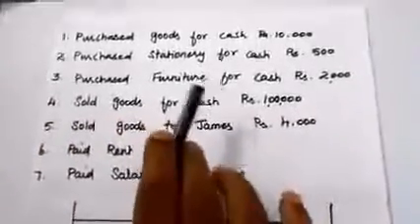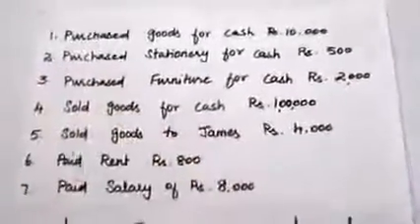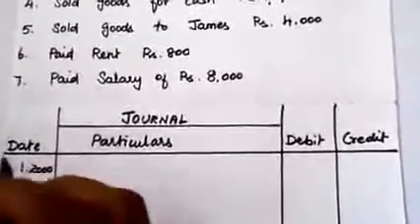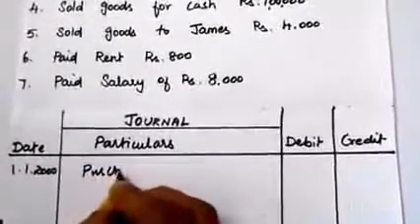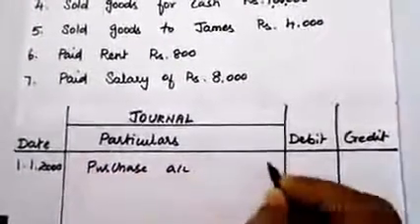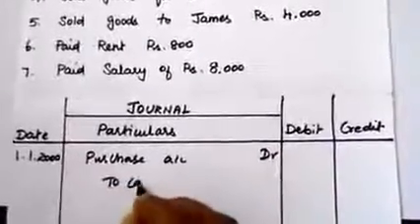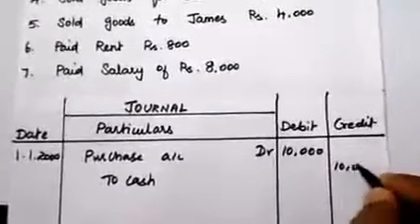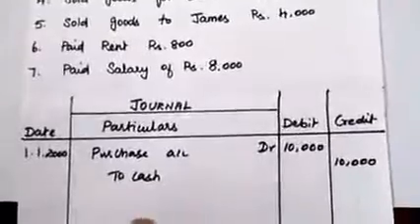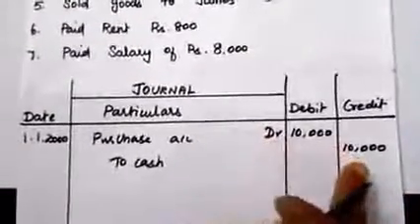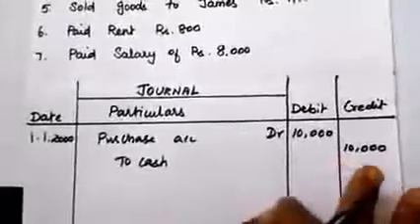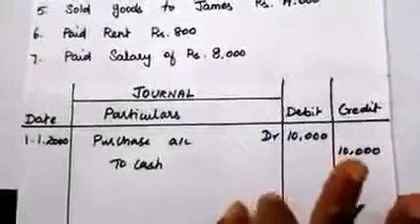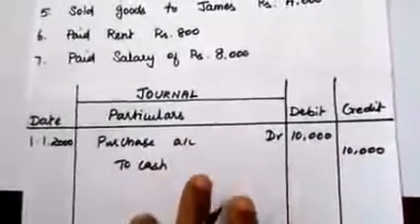So for the first transaction, the entry is purchase account debit to cash. 1st January 2000. Purchase goods. Purchase account debit to cash. How much? 10,000 rupees. Journal means you have to enter the transaction both on the debit side as well as the credit side. Based on the golden rule, you know very well about the three rules, no? Real account, nominal account and personal account. According to the golden rule only, you can make an entry on the debit side as well as the credit side.